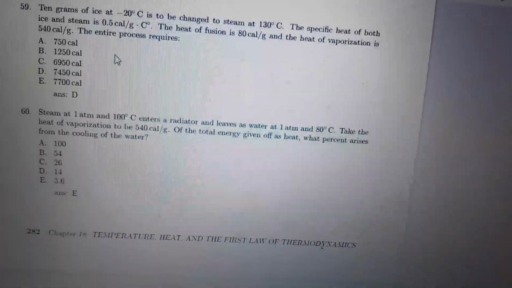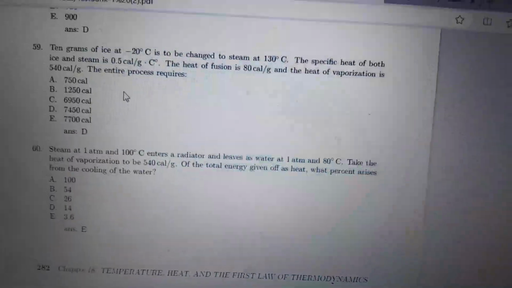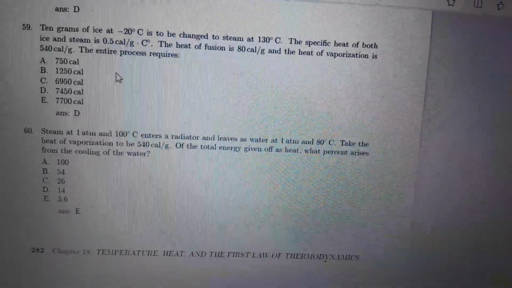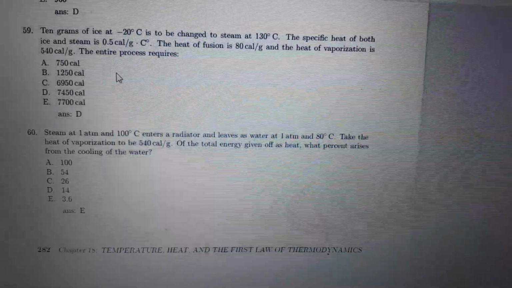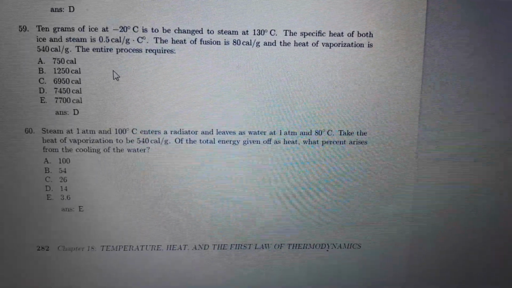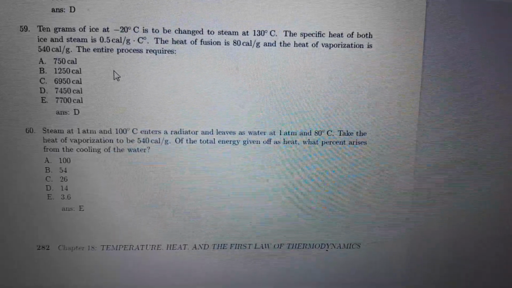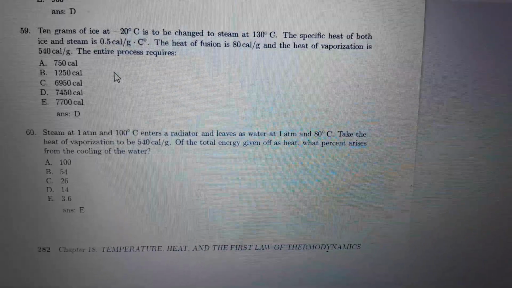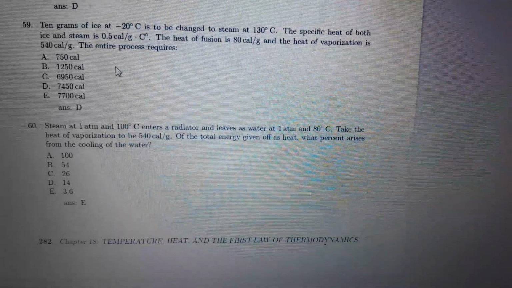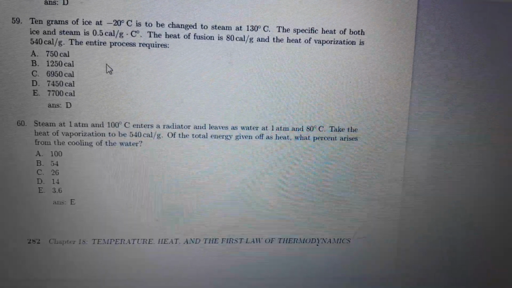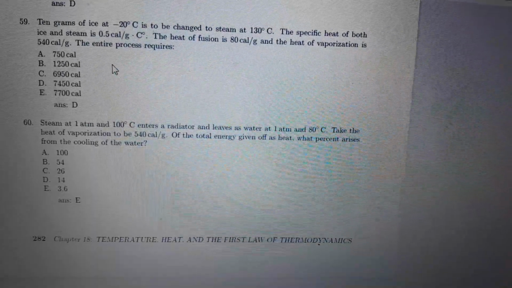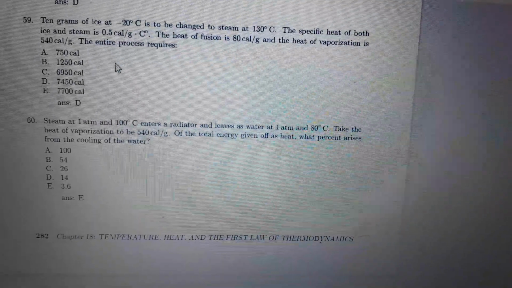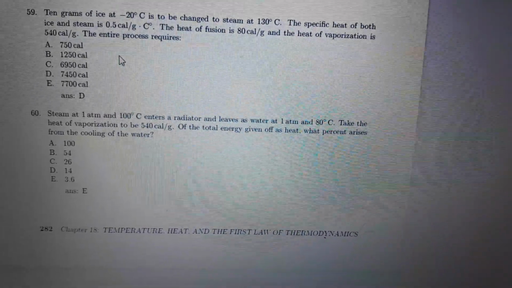10 grams of ice at negative 20 degrees is to be changed to steam at 130 degrees Celsius. The specific heat of both ice and steam is 0.5 calorie per gram per degree C. The heat of fusion is 80 calories per gram and the heat of vaporization is 540 calories per gram. The entire process requires 7,450 calories. D.